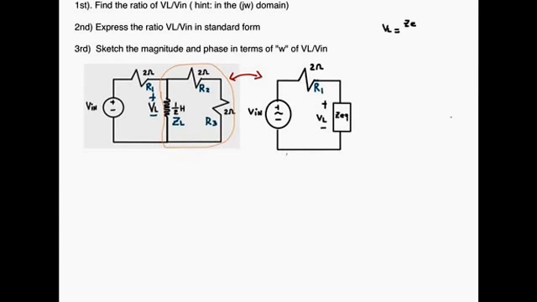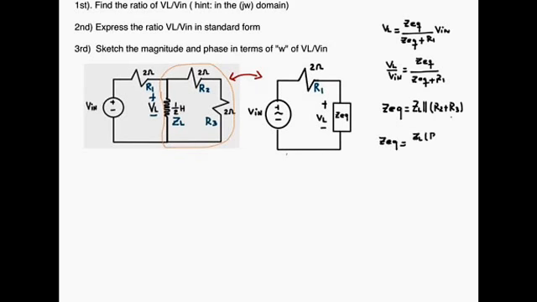Voltage across V sub L is going to be C equivalent divided by C equivalent plus R sub 1 times V sub N. Since we want to find the ratio V sub L divided by V sub N, this is going to be C equivalent divided by C equivalent plus R sub 1. What is C equivalent? C equivalent is the combination of resistors R2 and R3 in parallel with C sub L. So C equivalent is equal to C sub L times R2 plus R3 divided by the sum of C sub L plus R2 plus R3.